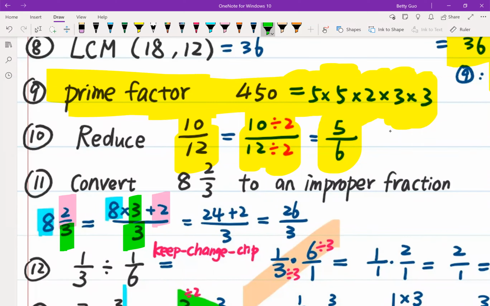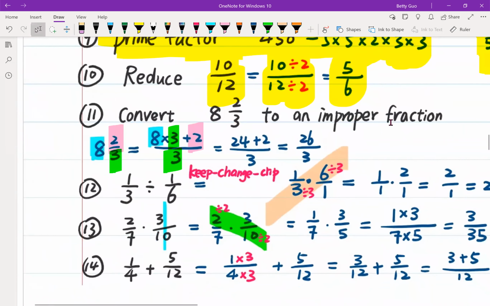Use the whole number part 8, multiply by the denominator. 8 times 3, 24. Add the product to the numerator 2. 24 plus 2 is 26. 26 over 3 is the improper fraction.